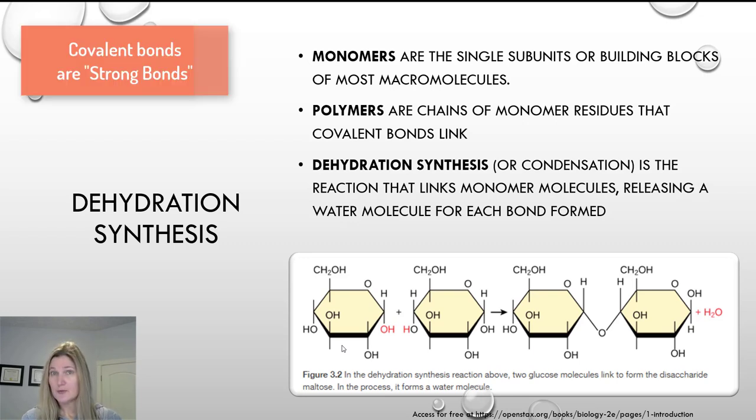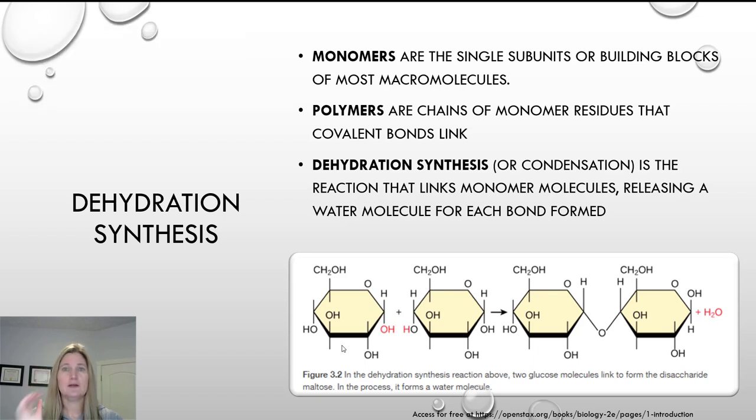Now, if you recall from Chapter 2, covalent bonds are strong bonds. That means that once we form a covalent bond, it's really hard to break those bonds. So this is what creates the structure, for example, of a carbohydrate. It's built up of monomers, in that case monosaccharides, held together by covalent bonds.